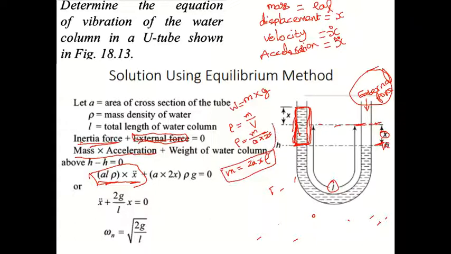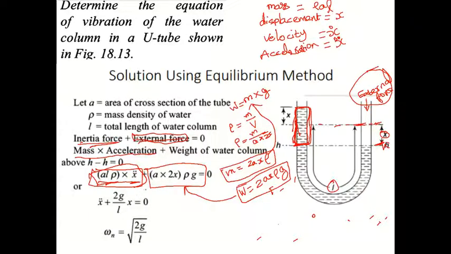Now substitute this mass value here, and we get the weight. So at last, weight equals 2ax rho g. That is the weight, and that is equal to the external force. So we got the inertia force value here and we got the external force value here.